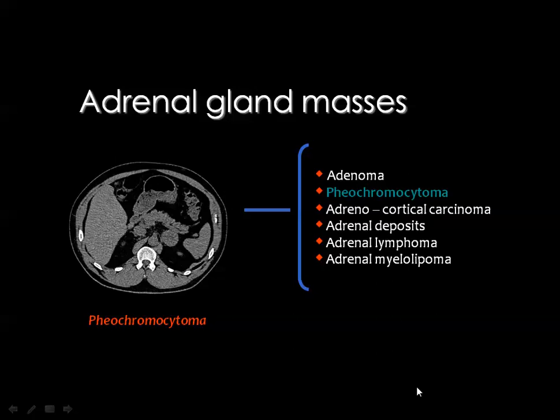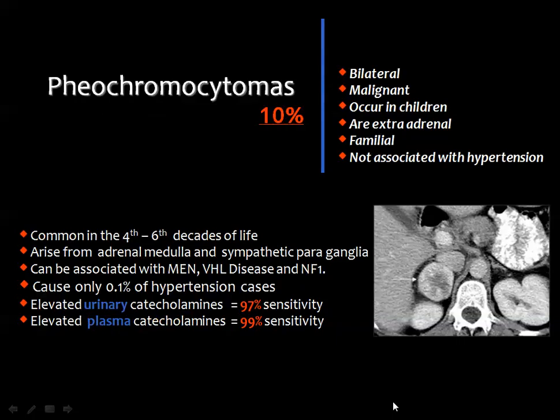Then we came to pheochromocytoma, which is a tumor affecting the adrenal gland, and the rule of 10% is well known in this particular lesion. 10% of the lesions are bilateral, and 10% are malignant. 10% occur in the pediatric age group. 10% occur outside the suprarenal glands. 10% have a familial predisposition, and 10% are not associated with hypertension.